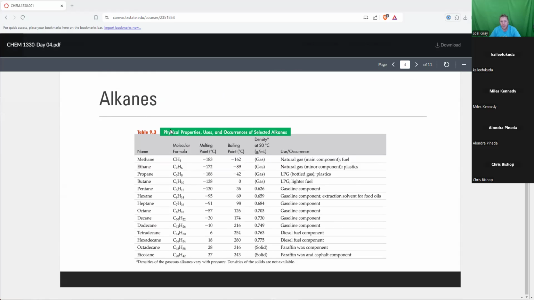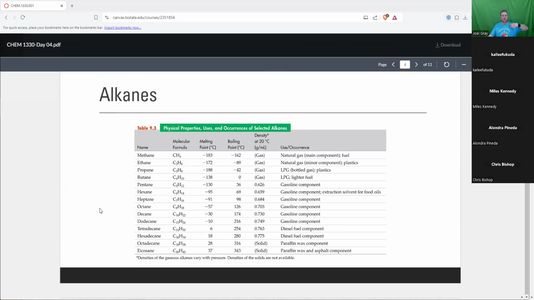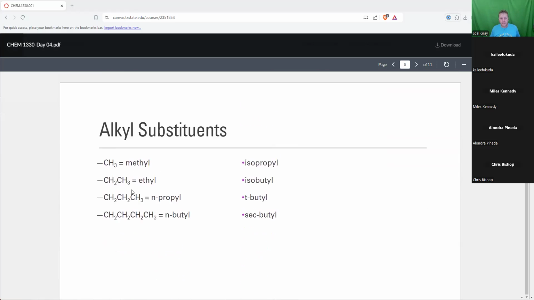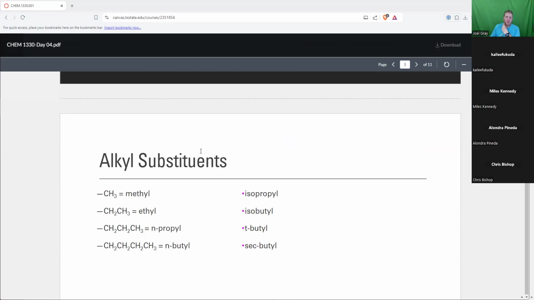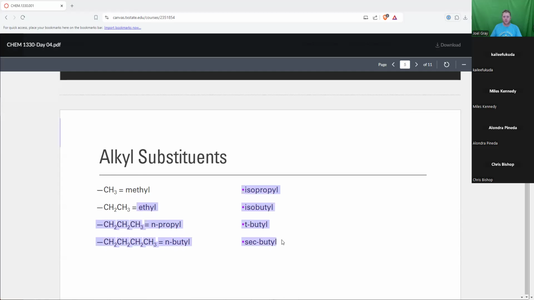With respect to alkanes, the melting point increases as the number of carbons increases. Similarly, the boiling point and physical properties increase as the molecular weight increases. These long chains, like butane, which is 4 carbons long, can have modifications to them. They can have what are known as alkyl substituents, so an ethyl group can be added to it, or a propyl group can be added to it.